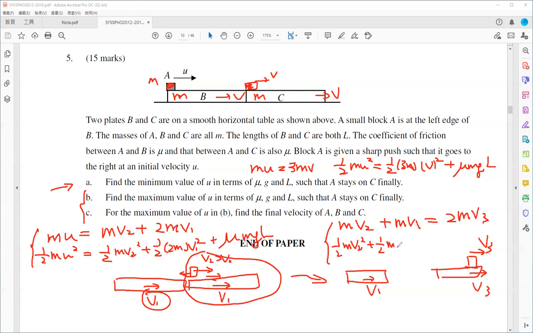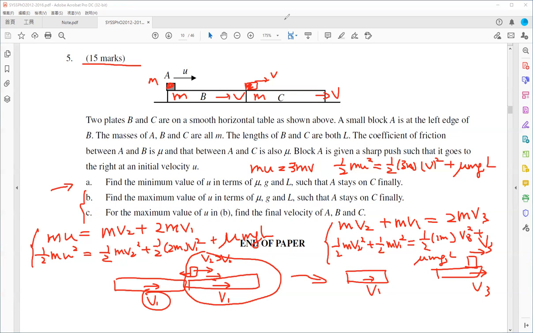This question will be difficult to solve, but it counts for 15 marks. So do you know, you just need to solve 4 equations here. Also for part A, just 2 equations. So that means in total there are 6 equations. Then you can get 15 marks. That's really a lot. The energy equation ends with 2mv3 squared plus mu mgl. That's it for this one.